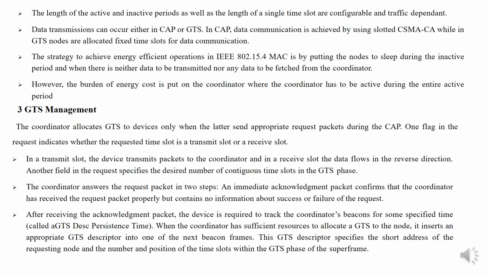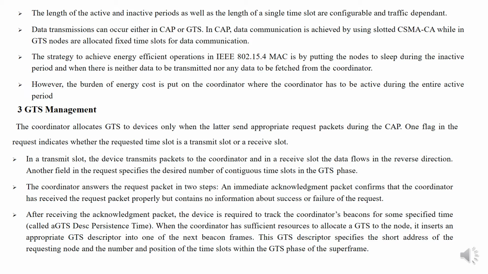In CAP, data communication is achieved by using slotted CSMA-CA, while in GTS, nodes are allocated fixed time slots for data communication. The strategy to achieve energy efficient operation in IEEE 802.15.4 MAC is by putting the nodes to sleep during the inactive periods and when there is neither data to be transmitted nor any data to be fetched from the coordinator. However, the burden of energy cost is put on the coordinator, where the coordinator has to be active during the entire active period.